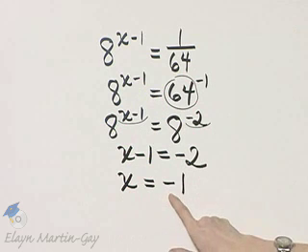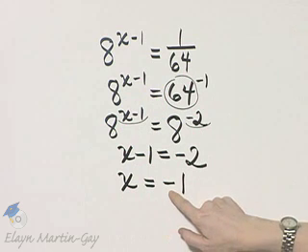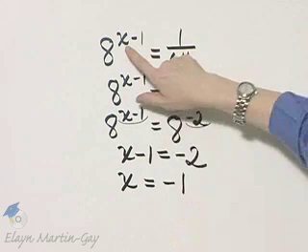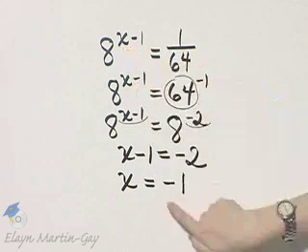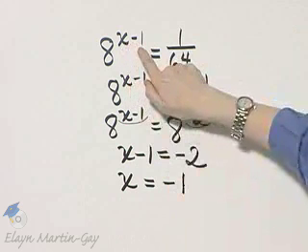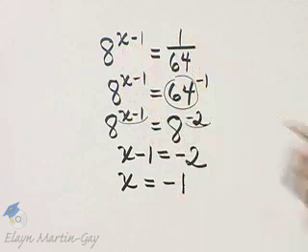Now I'll let you check. I'm saying negative 1 is the exact solution here. You check exponential equations just like every other equation. You check by replacing your proposed solution for x in the original equation. Notice if x is negative 1, x minus 1 is negative 2, and you have 8 to the negative 2 is 1 over 64, a true statement.